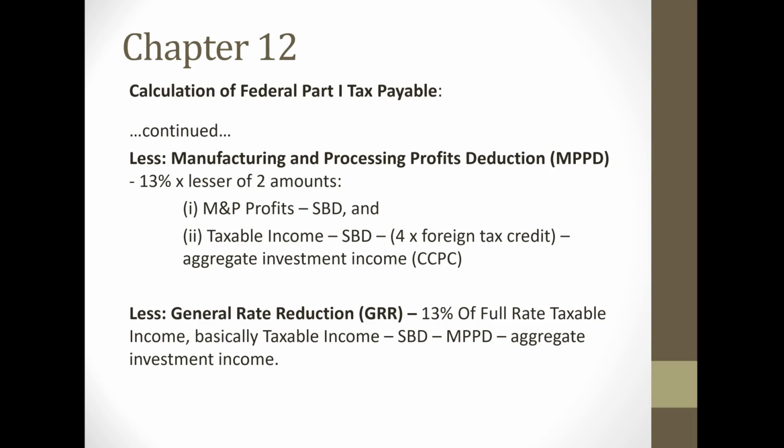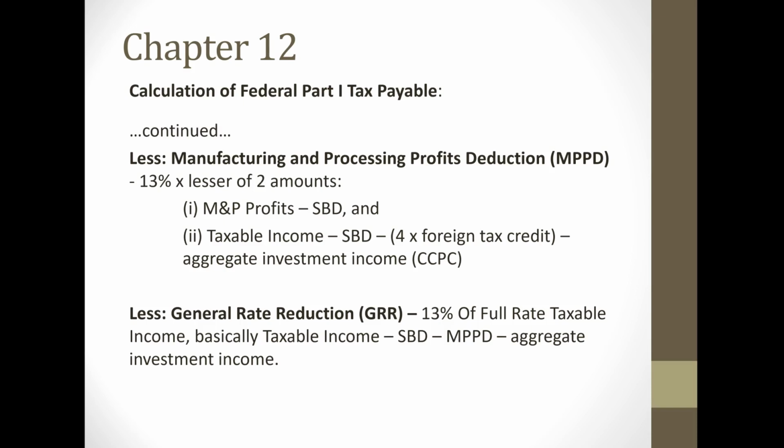So what is this general rate reduction? The general rate reduction is a 13% reduction, and the way we calculate that is on full rate taxable income. So what is full rate taxable income? Full rate taxable income is taxable income minus the amount that was eligible for the small business deduction minus the amount that was eligible for the manufacturing and processing profits deduction.